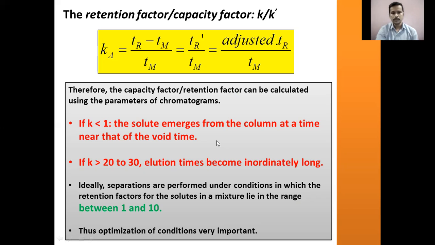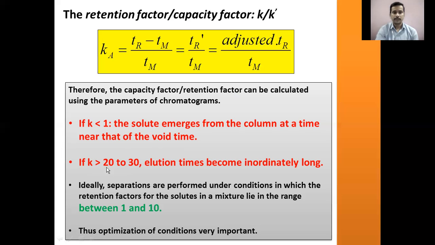So that solute is going to emerge very rapidly. So the time taken by that particular solute will be almost the same as void time or dead time. So if the value of K is less than 1 for any particular solute, the retention time for that solute will be almost the same as dead time, right? So rapid elution of the solute takes place if the value of K is less than 1.